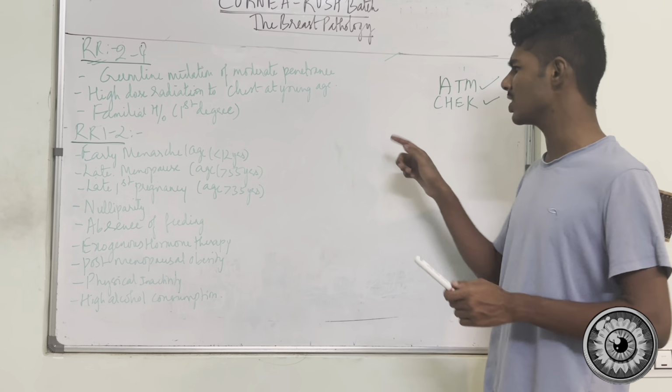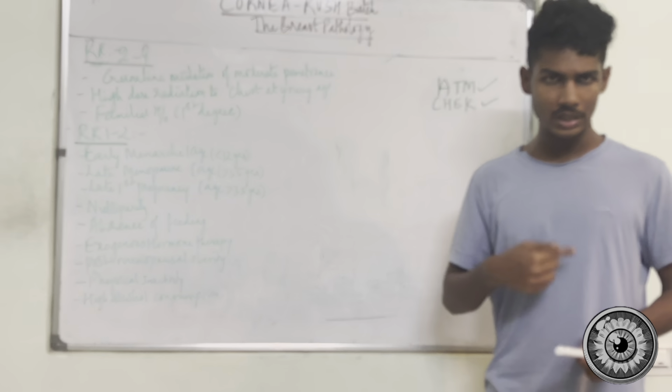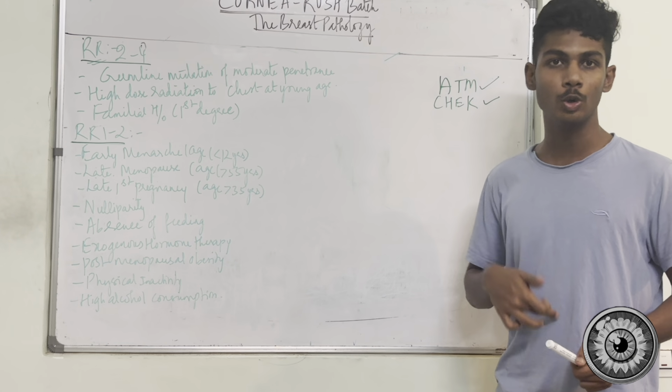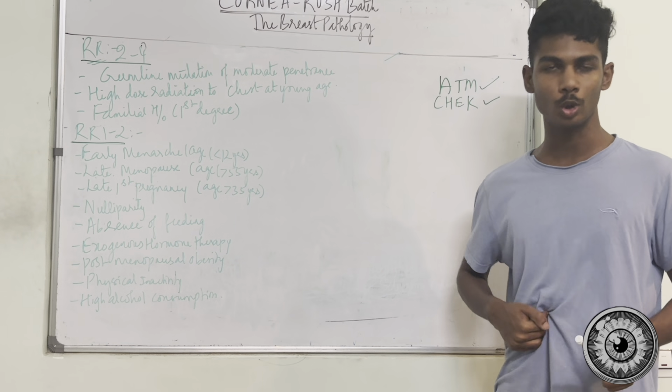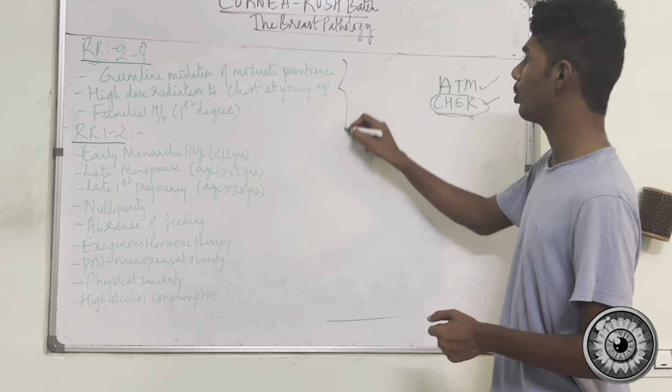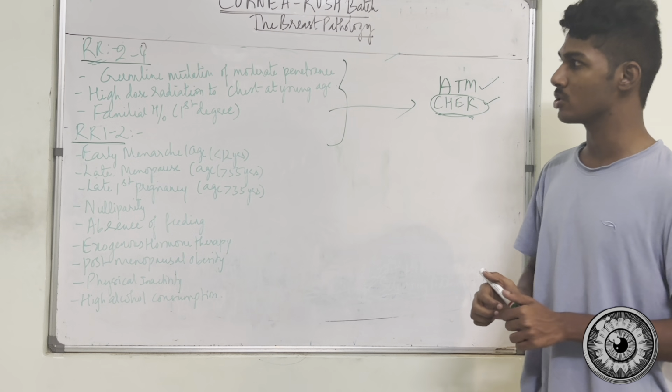Okay, CHEK2 gene. So this CHEK2 gene is mainly involved in thyroid, renal, and colon. Okay, 3 cancers: thyroid, renal and colon cancers. Is it clear? Okay, so this is all about this relative risk of 2 to 4.